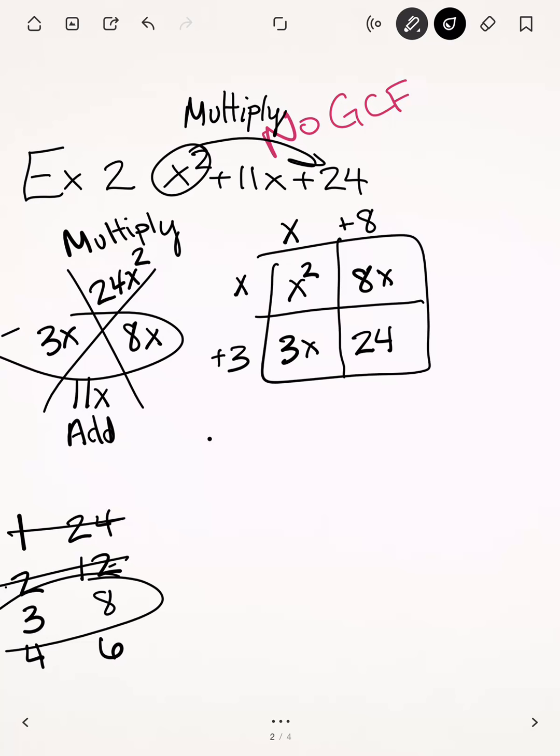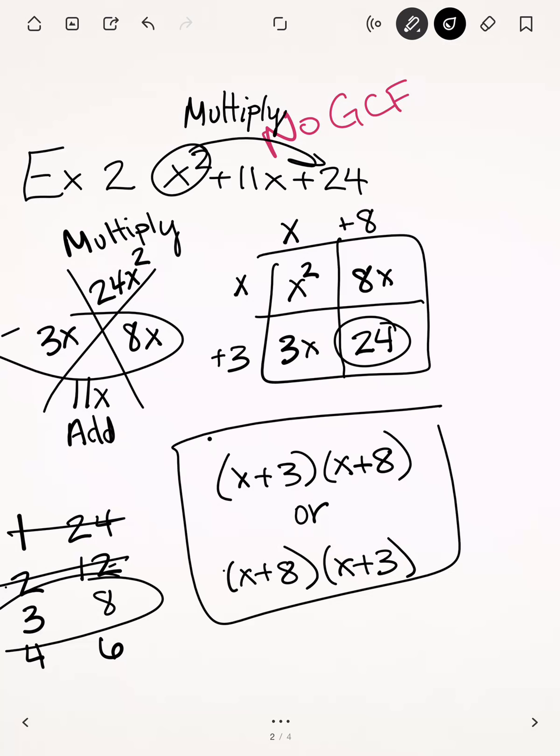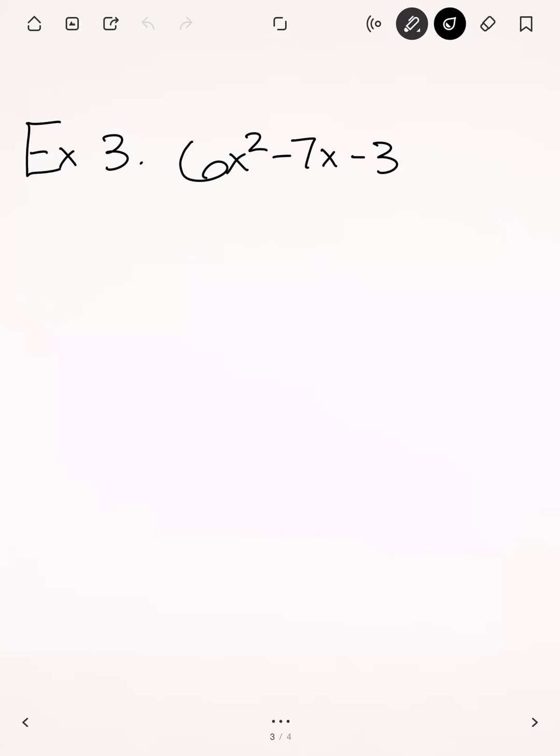A positive 8. If I want to check, 3 times 8 should give me this 24 that's in this last box, and it does. So my factors are x plus 3 times x plus 8. Or if you rewrote it as x plus 8 first times x plus 3, it is the same thing. Okay, so either one of these are the answers. Moving on to example 3.